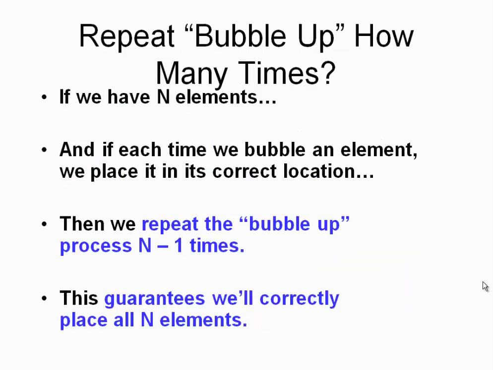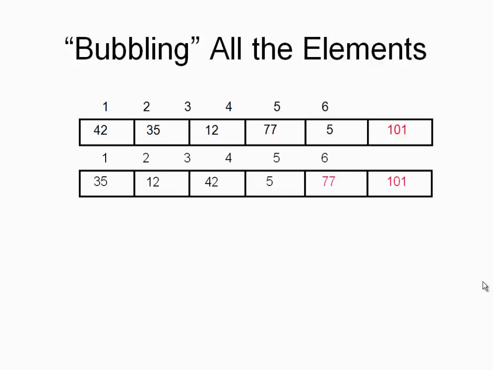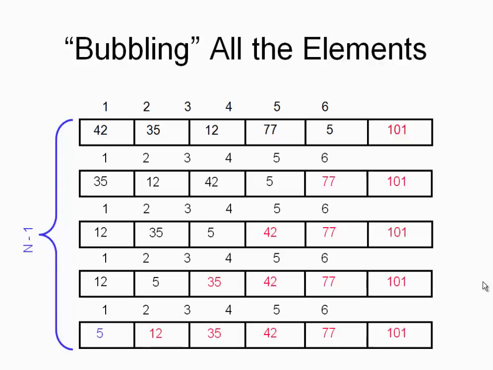How many times should the bubble up be repeated? If we have n elements and each time we bubble an element, we place it in its correct location, then we repeat the bubble up process n-1 times. This guarantees we will correctly place all n elements. Bubbling all the elements. As we can see, after n-1 times, the array is sorted and we get the correct sorted order.